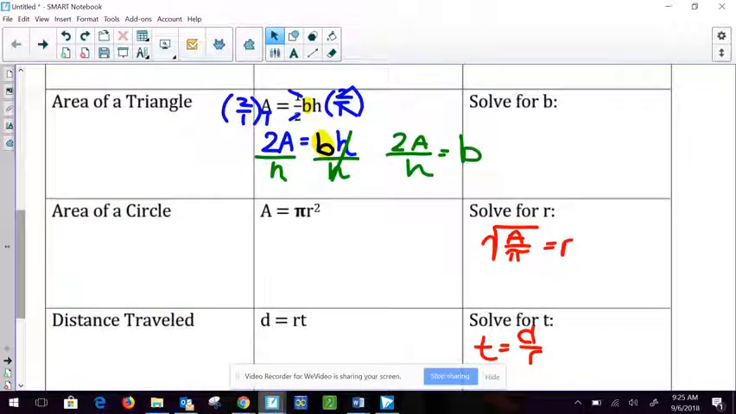Area of a circle solving for r is probably the most complicated one, but it's okay. If you didn't get that one, don't worry about it. That's a little advanced for what we're doing for this particular class at this time.